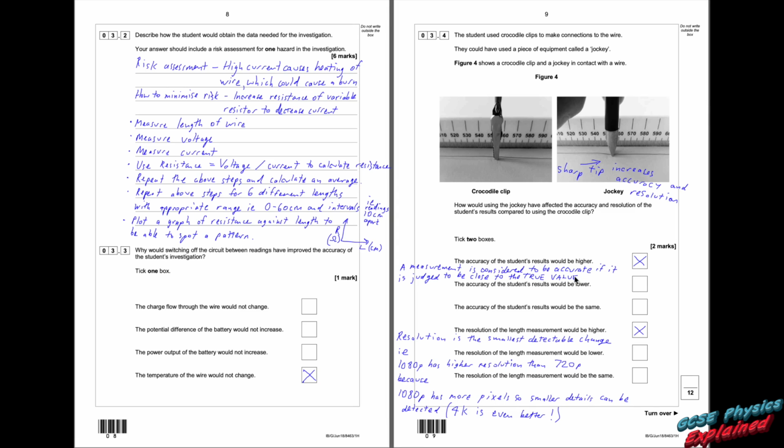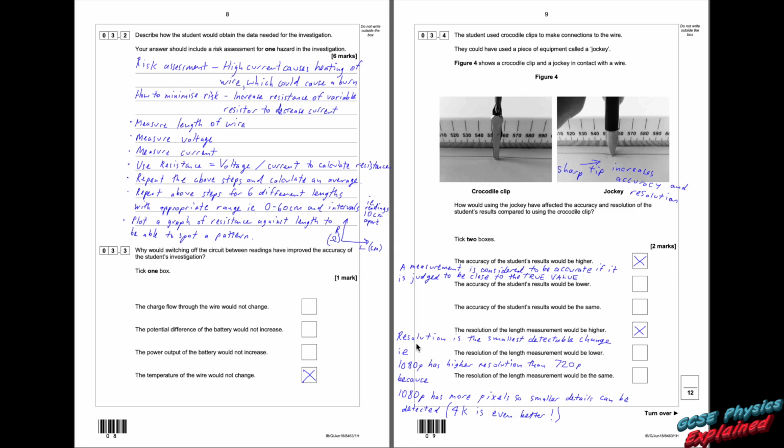And that takes us into resolution as well. The resolution of the length measurement would also be higher. Why is that? What's resolution? Well, resolution is the smallest detectable change. So with that very sharp tip, you'll easily be able to detect what millimeter you are actually on.